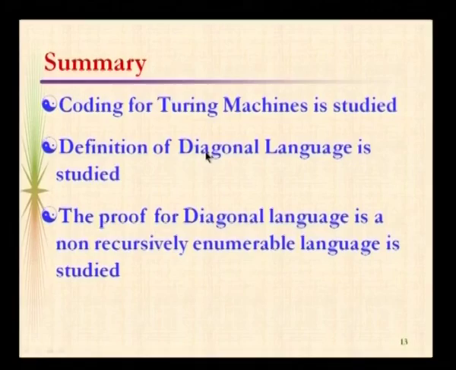To summarize, we have seen the coding of Turing machines, that is, how individual Turing machines are represented in binary form. Then we have seen the diagonal language definition, and also the proof of how the diagonal language is shown to be a non-recursively enumerable language. It means that it is a language for which there is no Turing machine at all.